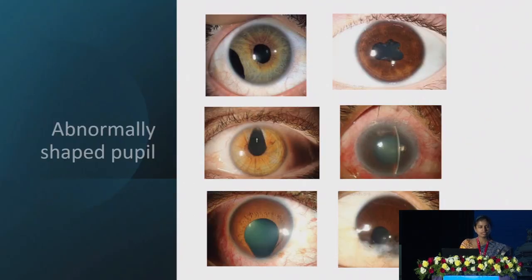I would also like to add some conditions where you have an abnormally shaped pupil. The first image shows an iridodialysis with a D-shaped pupil. The second shows uveitis with an irregular shaped pupil. The third is a surgically done iridectomy. Fourth is acute angle closure glaucoma. Fifth is a coloboma, and sixth is an adherent leucoma.